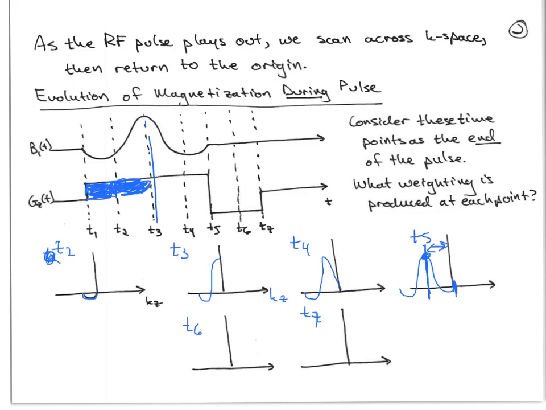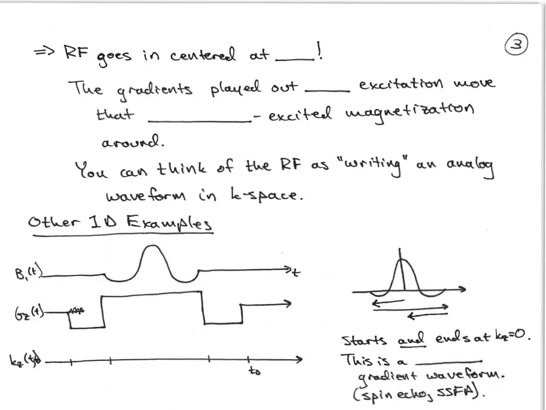So we need to play out some gradients to move it back to that point, and that's what we do with the second part of the pulse. We're going to look at time points T6 and T7 there. T6 is going to bring it back about halfway to where we want to be, and T7 will finish the job, and will be centered at kz equals 0. So the result of all this is that the RF goes in centered at DC, or equivalently kz equals 0. So the gradients are played out during the excitation.